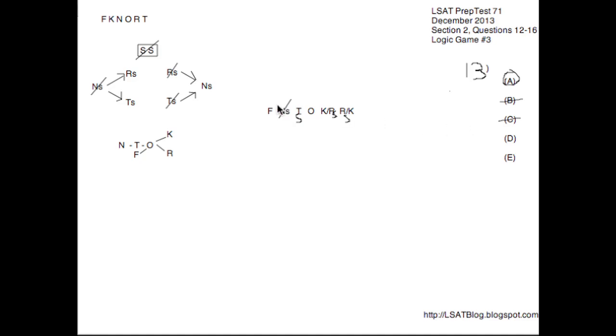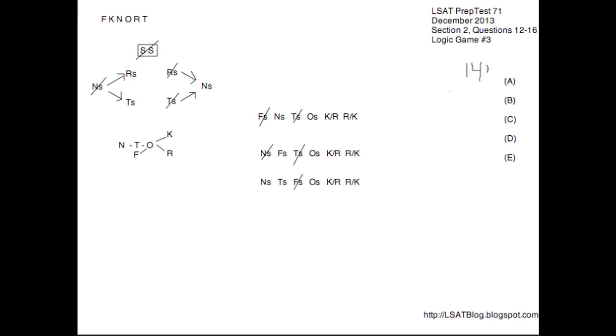That's impossible since F is going to be on 1. So D is gone. And finally, E, the third book is not summarized. No, the third book is T, which has to be summarized since the second book, N, is not. So E is gone as well, leaving A for number 13. If you didn't get it before, process of elimination will work too.